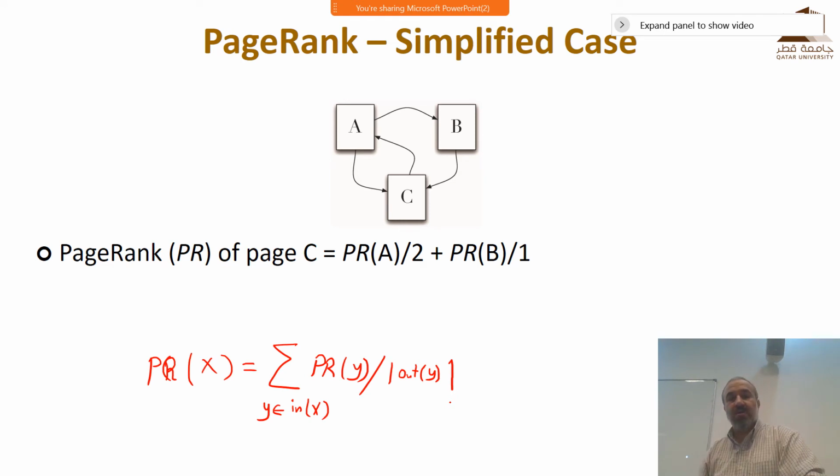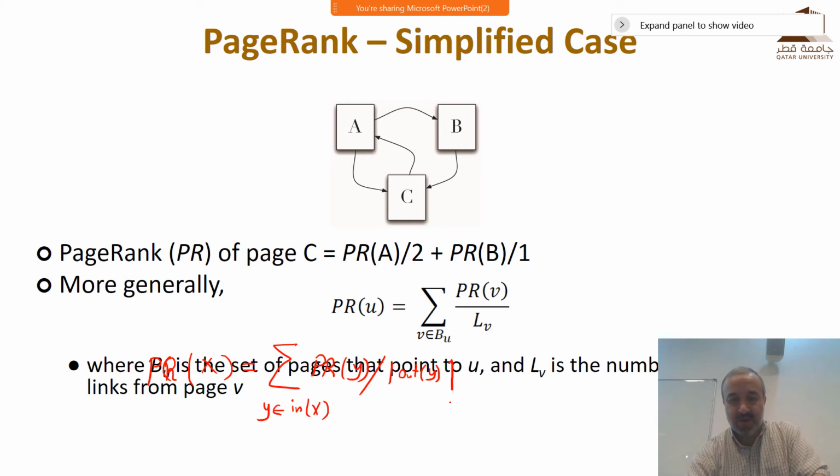For example, C and B. Yes, so to get C, we need A and B. Yes, we'll focus on that now. Next. Okay, so let's see what we have. So that's exactly the same equation that we got.